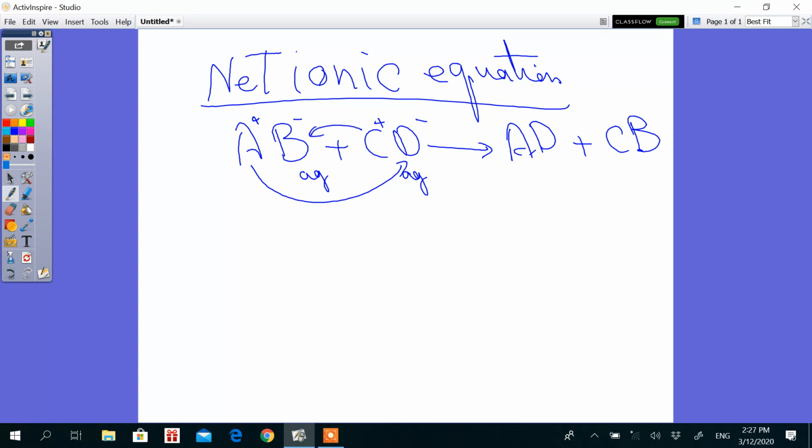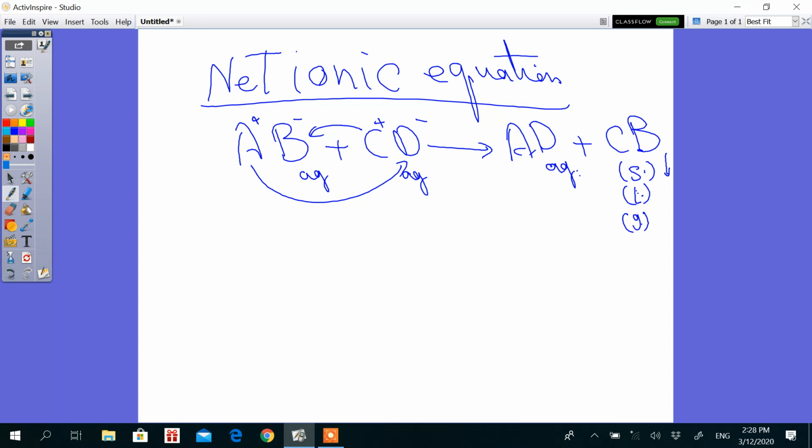So, to identify these, we must know that if it is soluble, we must write aqueous. If it is not soluble, we write S or L. S means a solid, a precipitate. L means liquid. And we can write gas, if it is a gas. So solid, liquid, gas, or aqueous. These are my physical states of the results.